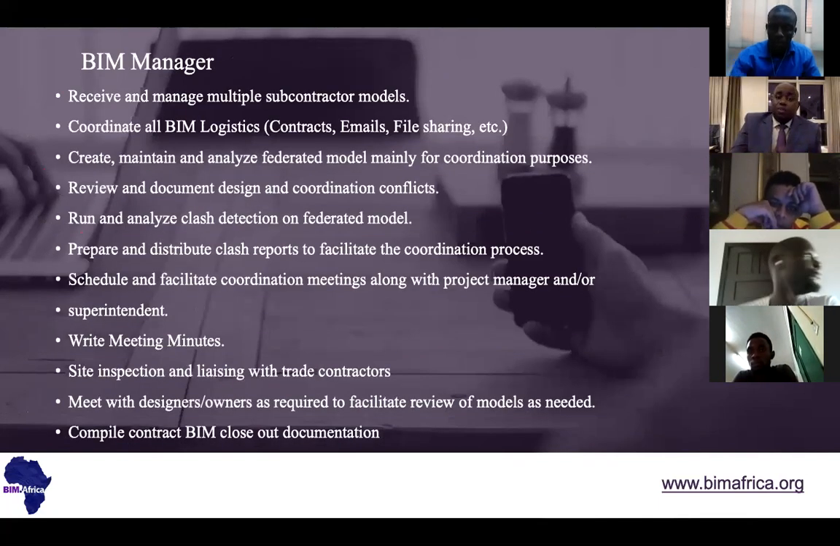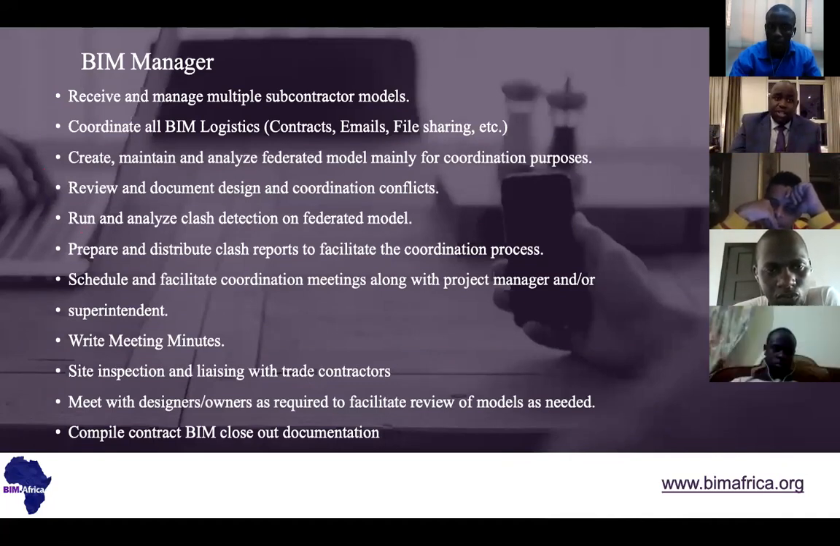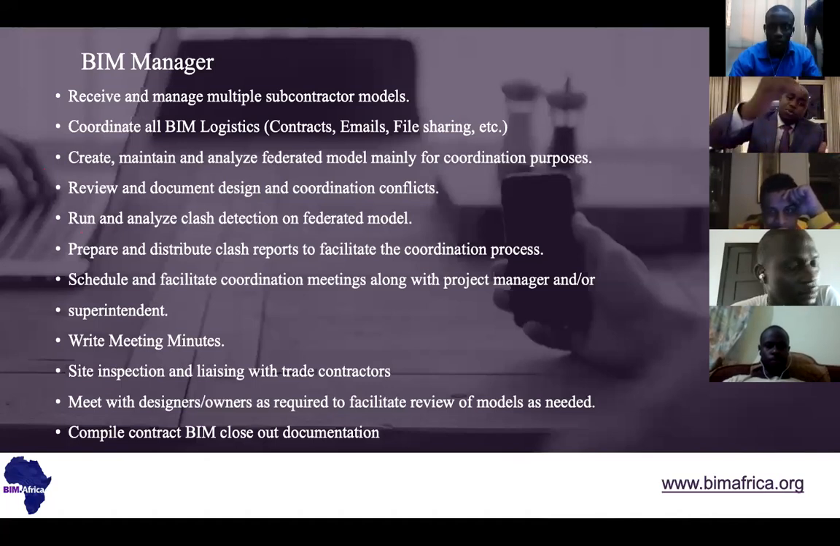So now, getting back to the definition, let me understand what we understand about a BIM manager. A BIM manager is someone that receives and manages multiple subcontractor models, coordinates all BIM logistics, creates, maintains, and analyzes the federated model, writes meeting minutes and other things. The reason why I put this here is that once you say BIM manager, you are just saying BIM-based project manager.